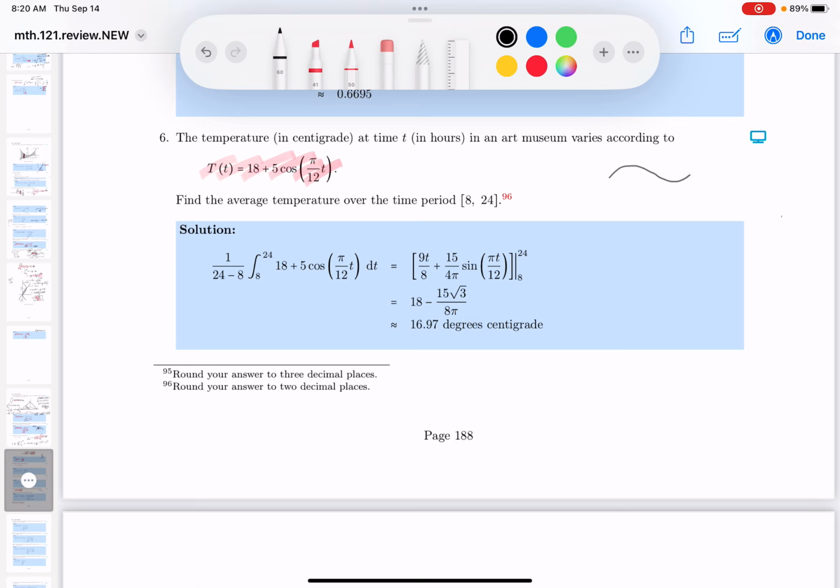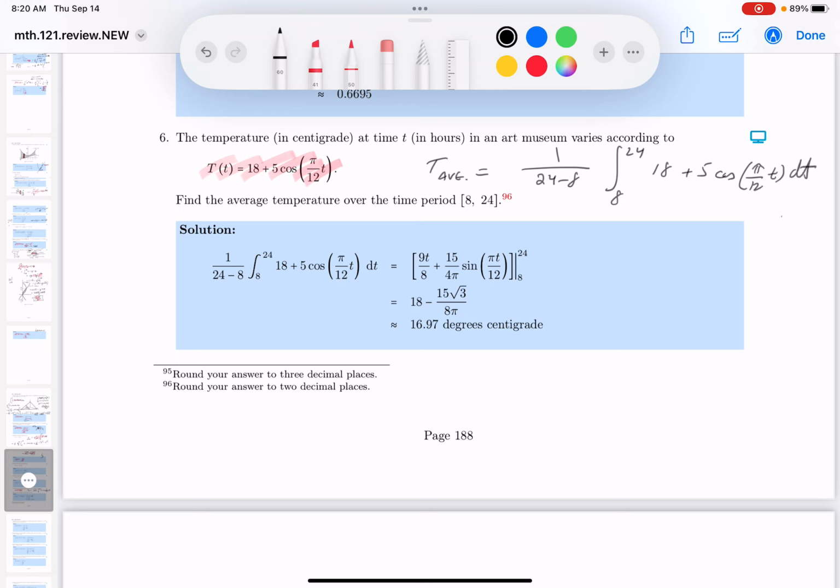So what I want to do is set up the average value function for this. I'm going to say T average equals 1 over 24 minus 8. Limits of integration go from 8 to 24. And what are we integrating? 18 plus 5 cosine of pi over 12 t dt.